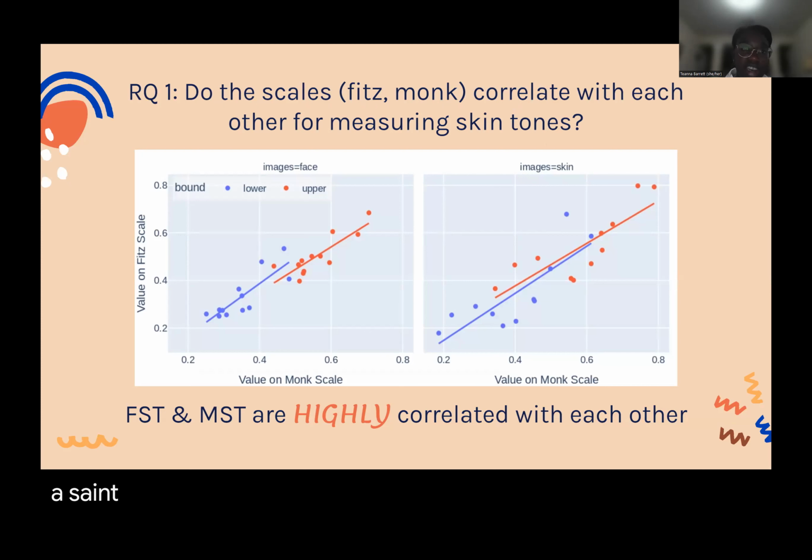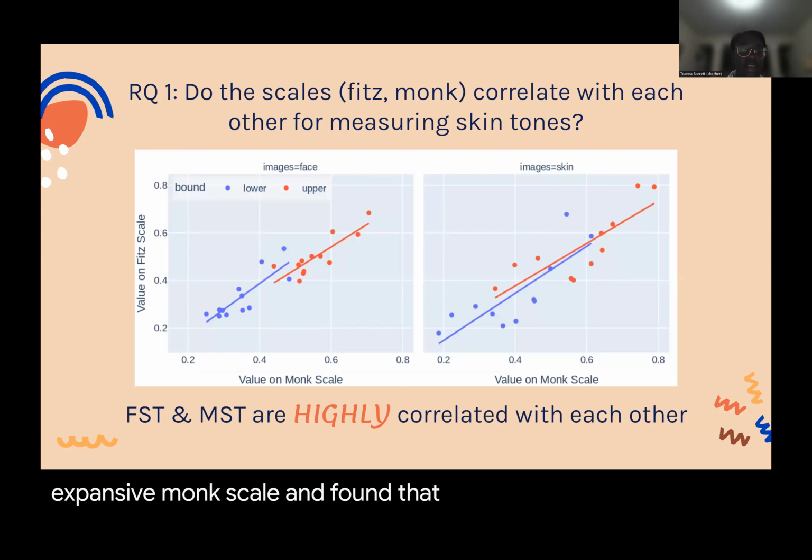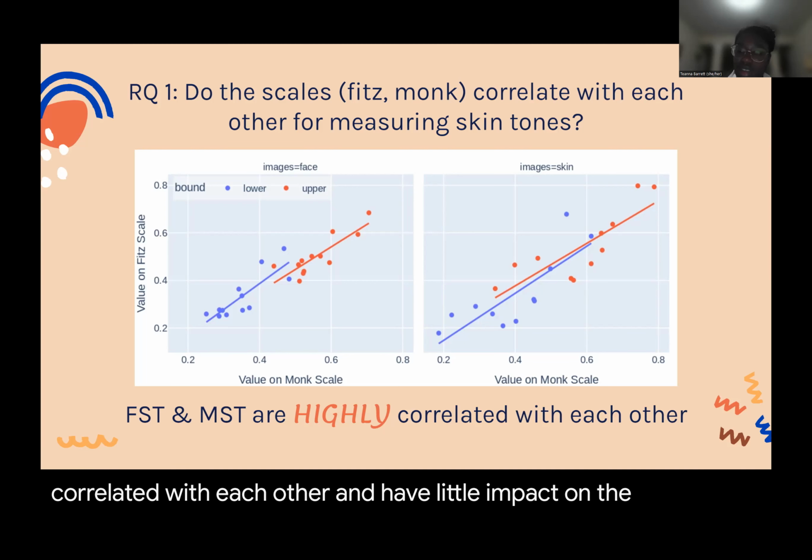Firstly, as a sanity check, we compared how closely correlated the popular Fitzpatrick scale is to the newer and more expansive Monk scale, and found that these scales are actually highly correlated with each other and have little impact on the annotations made.